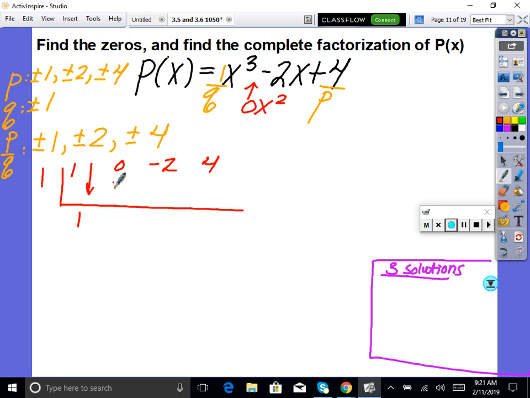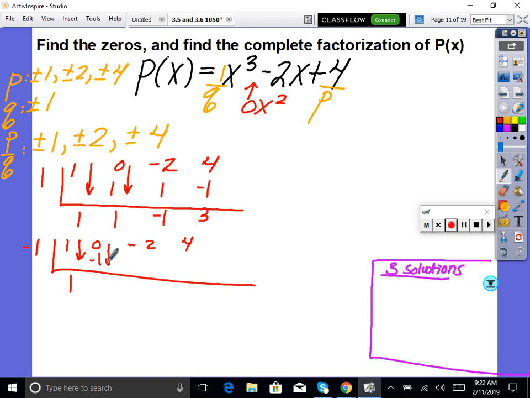Add straight down, multiply up, add straight down, multiply up, add straight down, multiply up. That one didn't work, did it? Okay, moving on. So you test negative 1. Same thing, 1, 0, negative 2, 4. Add straight down, multiply up. Add straight down, multiply up, add straight down. That one didn't work either.